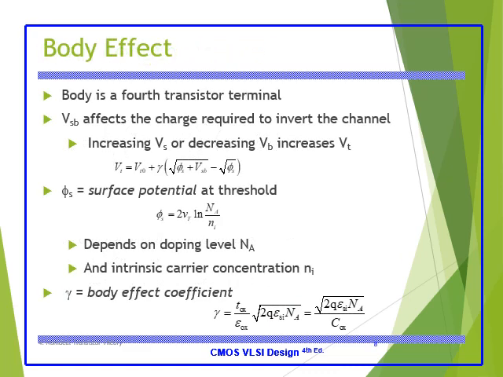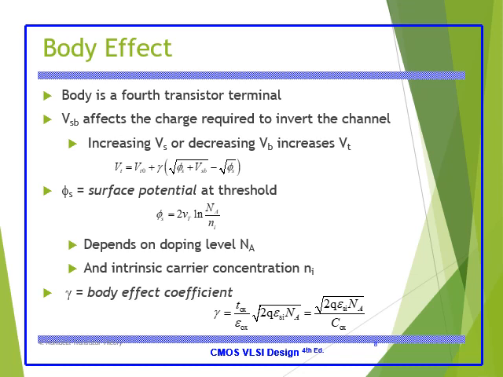Next one, body effect. Body is the fourth transistor terminal. Already we know that the three terminals of the transistor are gate, drain and source. The fourth one is body. VSB affects the charge required to invert the channel. Increasing Vs or decreasing Vb increases the threshold voltage, that means Vt. Vs is the source voltage and Vb is the body voltage.